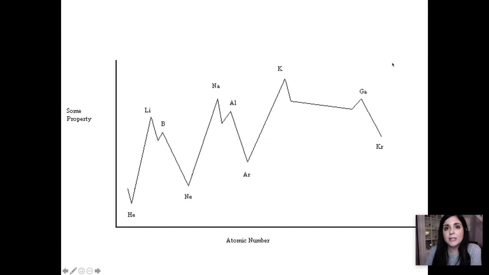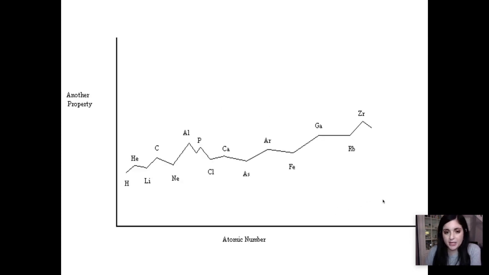And that's the periodic law: as atomic number increases, you're going to see a repeating pattern. Some properties are not periodic, and here's an example of one that's not. If you were to locate your peaks and valleys, you're going to see there's really no rhyme or reason as to where the elements are located.